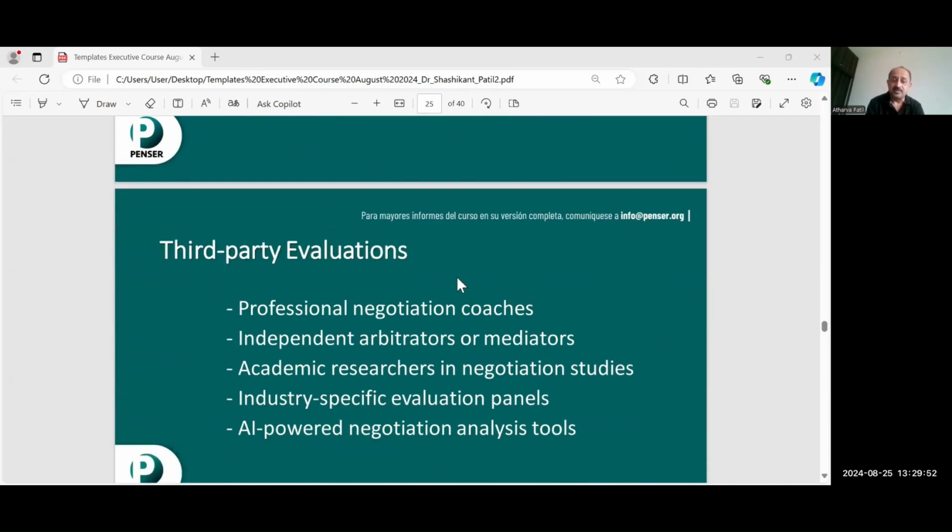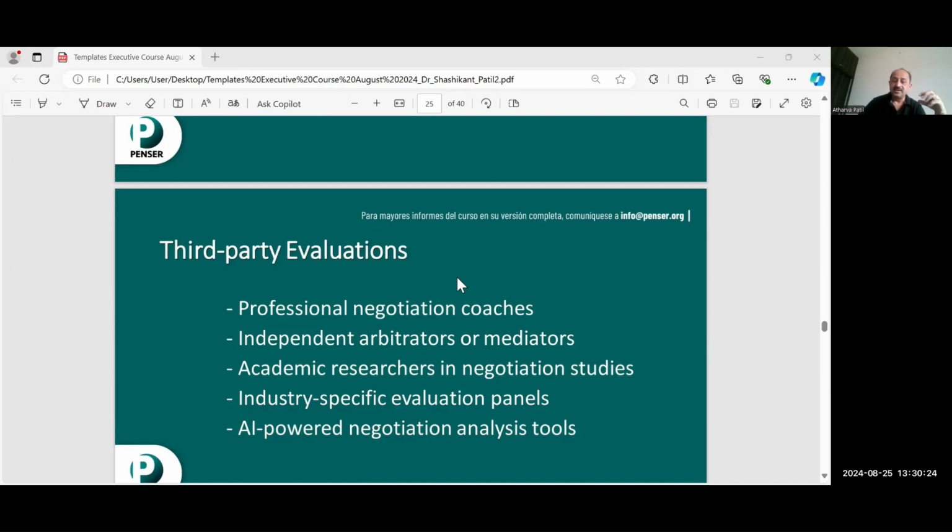Then there are objective third-party evaluations. This is also important. You can introduce your team to professional negotiation coaches, or you can bring in independent arbitrators or mediators, and you can also get inputs from academic researchers in negotiation studies, and from experts who are very famous, proven and seasoned, with proven skills in negotiation studies. You can invite them, discuss with them, and try to find the solution.